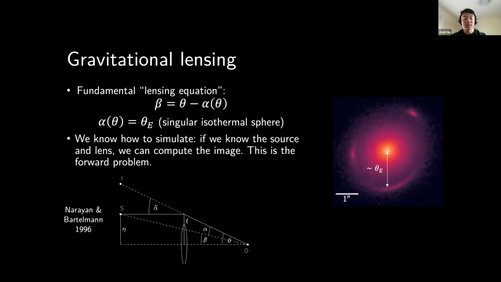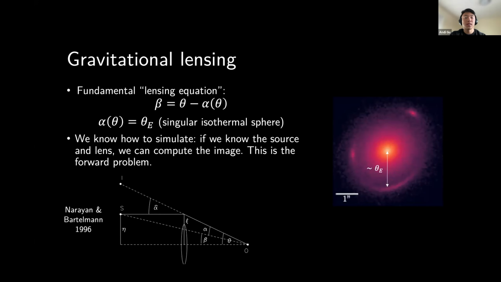Here, the S in the diagram marks the source, the disk, the circular thing in the middle marks the lens, and the O marks the observer, which is us, or Earth. And theta is the angle at which we see the image. And alpha in this diagram is this quantity known as the deflection angle, because it basically measures how much the light from the source has been bent by the lensing galaxy.